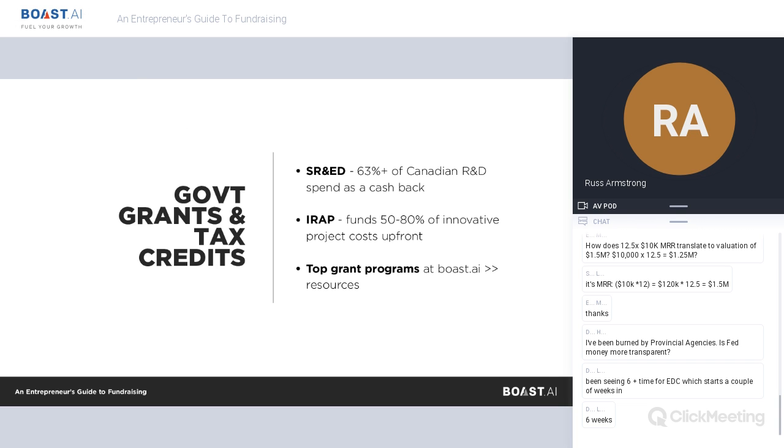Other government grants are available. You can come to the BOAST.ai website, and we have a comprehensive list of grants that are available. You should definitely check that out. But some of the more popular ones, as we mentioned, are SR&ED, where you can get up to 63% of Canadian R&D spend back as cash, or IRAP, which is another one that will help fund your project costs up to 50 to 80% of that.